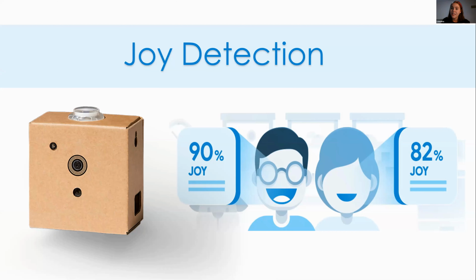What this does is it's continuously monitoring someone's face, and it gives them a score from 0 to 1 on how much joy it detects. So 0 would be very, very sad, and 1 would be really, really happy.